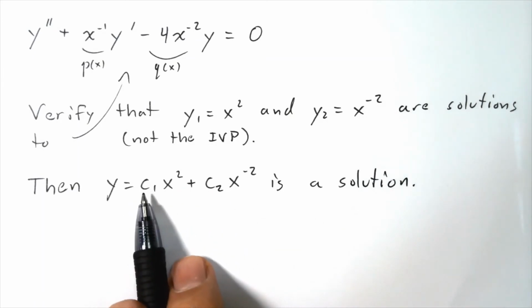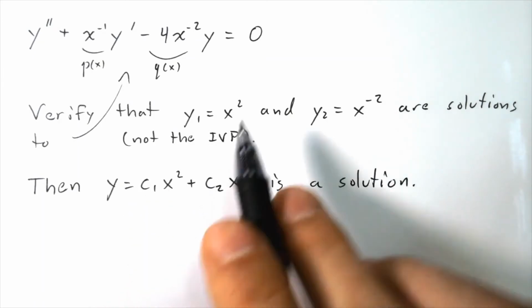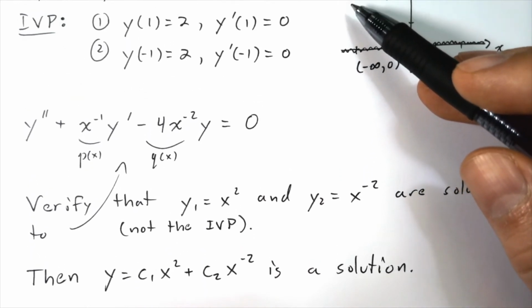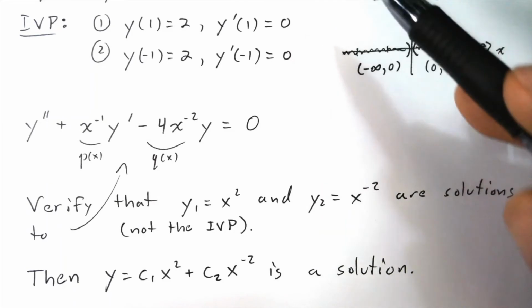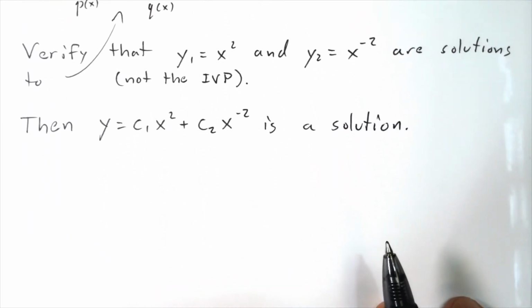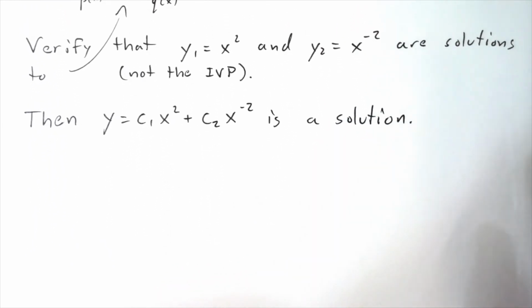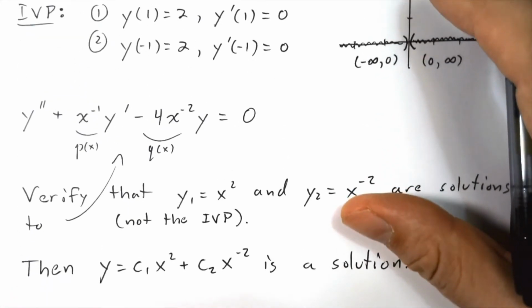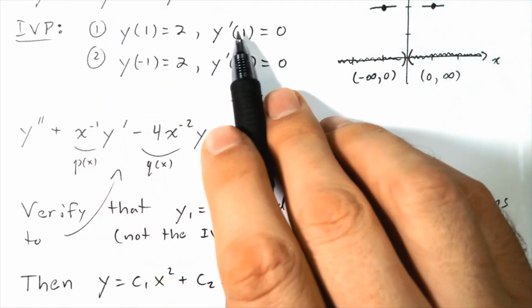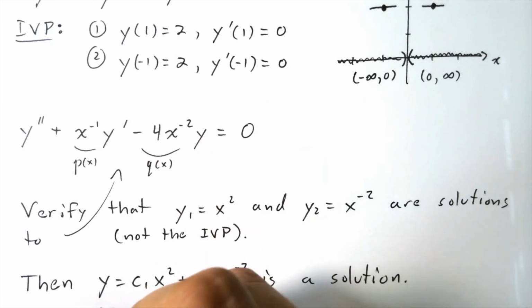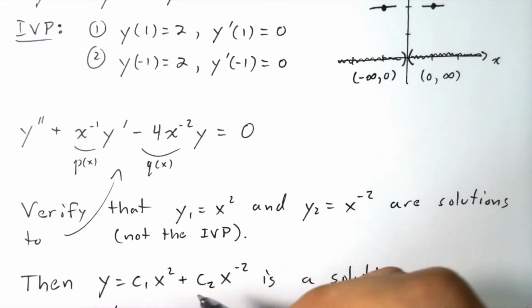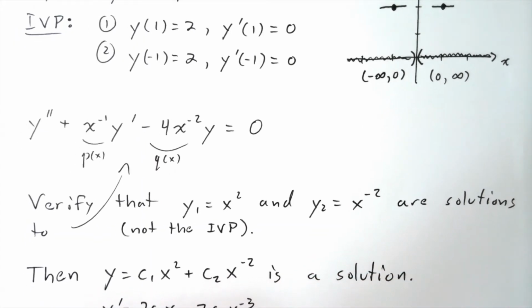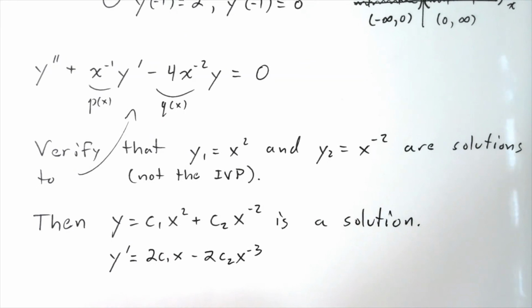So let's see if we can find the constants C1 and C2 that satisfy the initial value conditions. If we look at initial value problem 1, it says y of 1 equals 2 and y prime of 1 equals 0. Well, we're going to need y prime, so let's compute that. We're going to have 2c1x minus 2c2x to the negative 3.